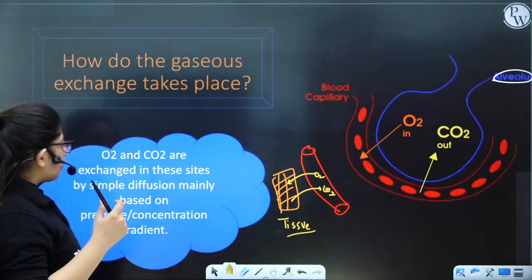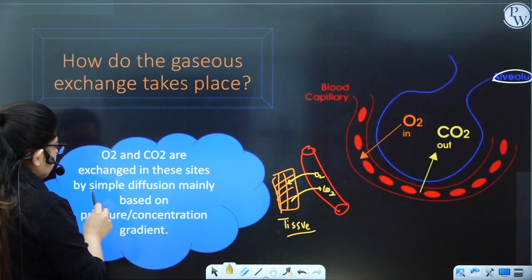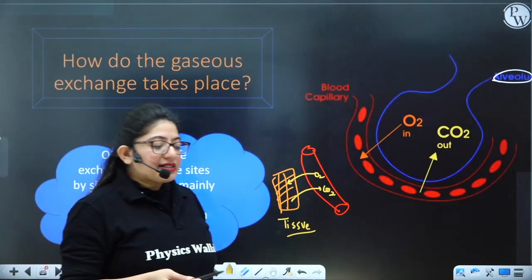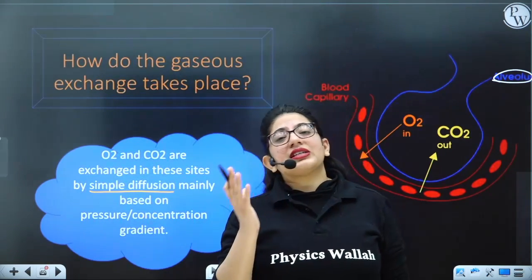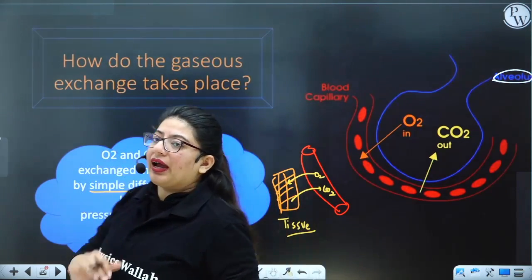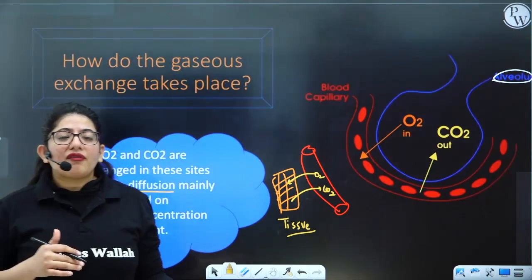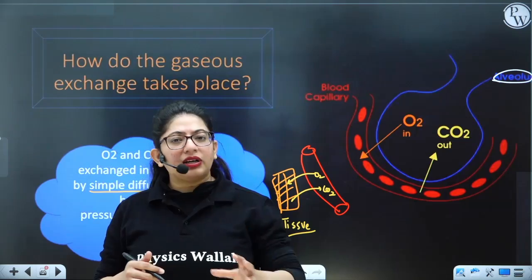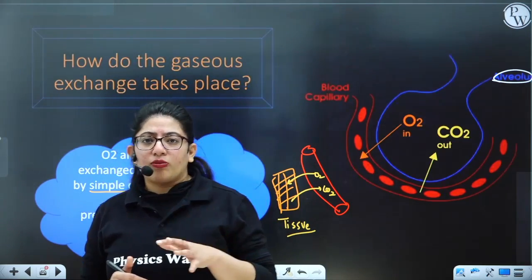All right. So whatever exchange takes place here, it takes place only by simple diffusion. How? By simple diffusion. Again, as I've told you, the gases move from an area of high pressure to low pressure. So whatever exchange is taking place, the only reason behind this is the pressure gradient. Like in breathing, we have discussed the gases move from an area of high pressure to low pressure. Similarly, the gas exchange also takes place from an area of high partial pressure to low partial pressure.